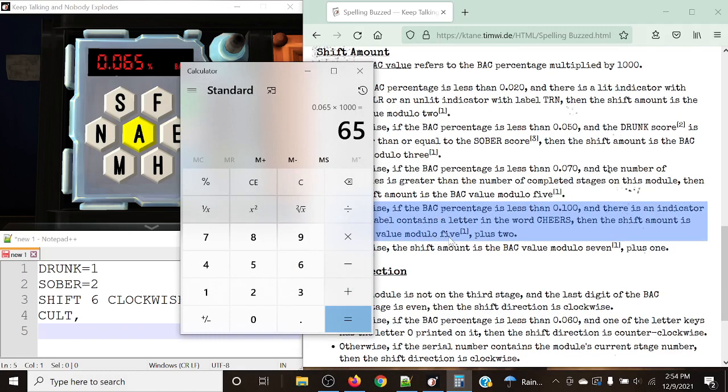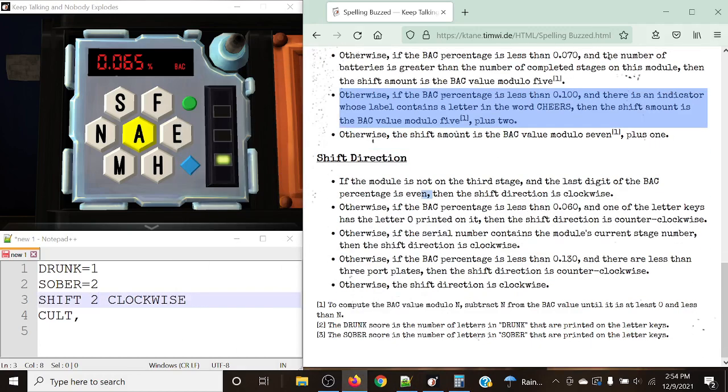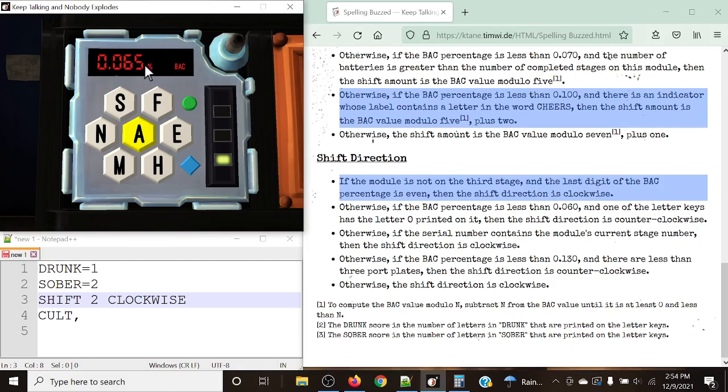We're going to modulo by 5, mod 5, and it'll get us all the way down to 0, and then now we're going to add 2. So now we're going to be shifting 2, so this entire grid is going to be completely different from what we had before. However, our direction could be different. If the module is not in the third stage and the last digit of the BAC percentage is even, that is not true anymore. It is now a 5, so what this means is that this is no longer true. 5 is an odd digit, and the last digit of the BAC percentage is no longer even.